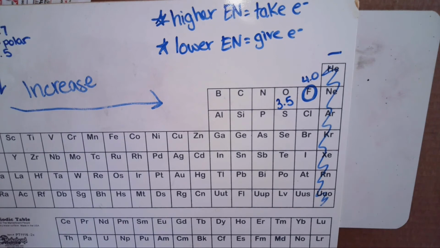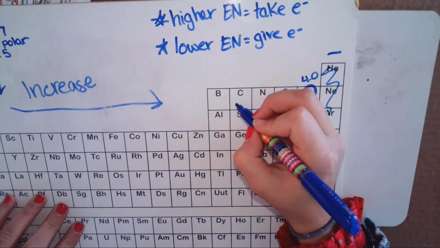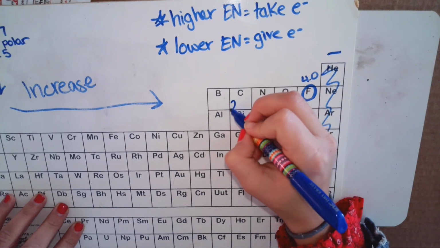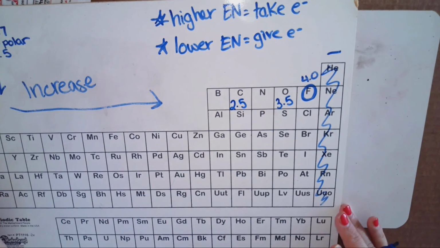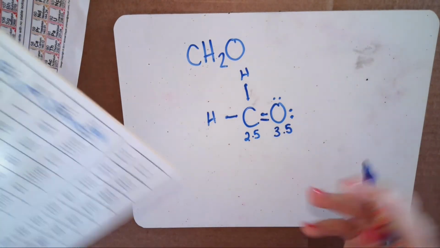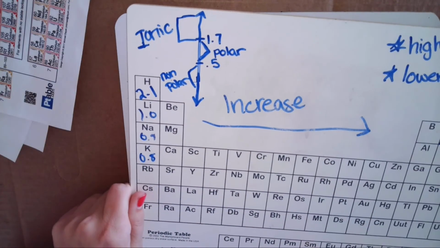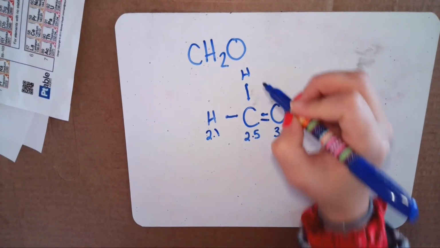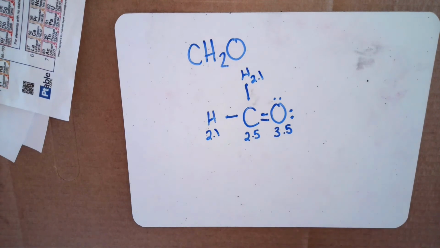Carbon, I don't have on my table yet, but you guys do. What's carbon? 2 or 3? Okay, just want to check. 2.5. So under my carbon, I'm going to write 2.5. And hydrogen, we did last time, so I already have it written down. It is 2.1. And each hydrogen is the same, so 2.1.